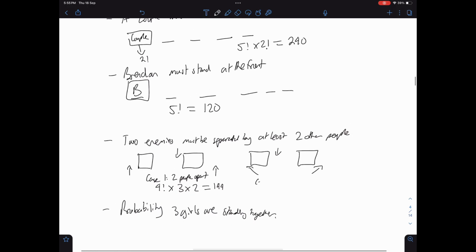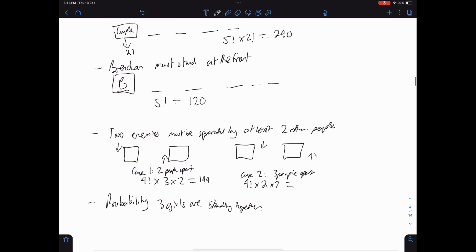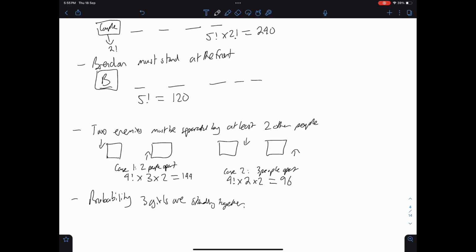And then case 2, they are 3 people apart. You can either go like this, or like this. So that's 4 factorial times 2 times 2, which is 96, I think.